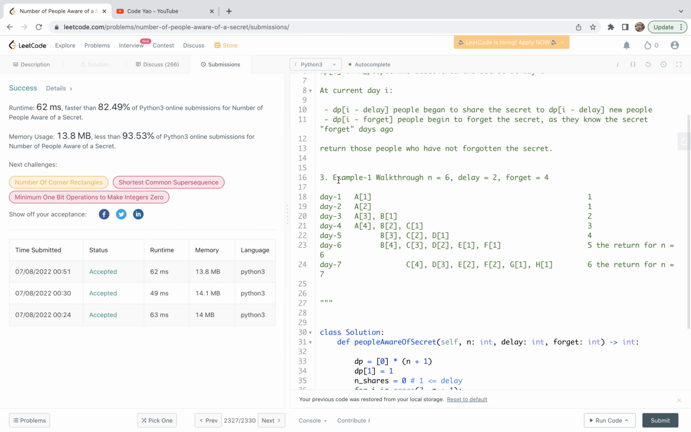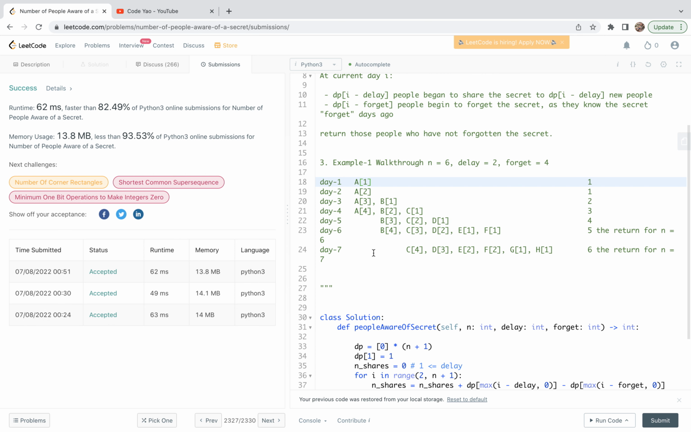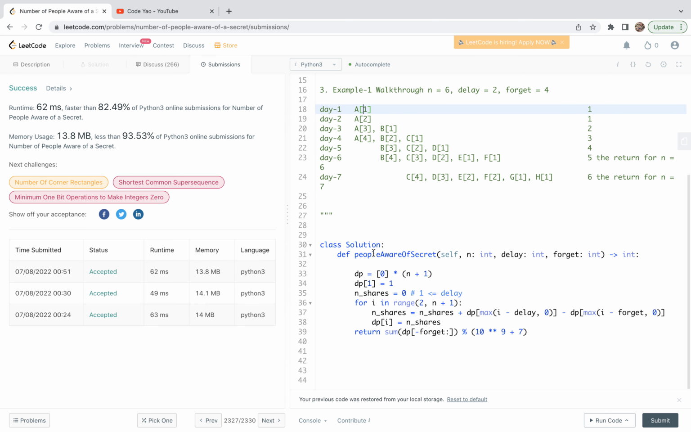Yeah, I guess for this problem, that's about it. If you have some confusion, it's good to walk through another example, marking the day for these people to know the secret, like here 1, 2, 3, and 4. This way you can track the number of people who know the secret specifically at each day. With that said, I guess that's about it for this video. Thank you very much.